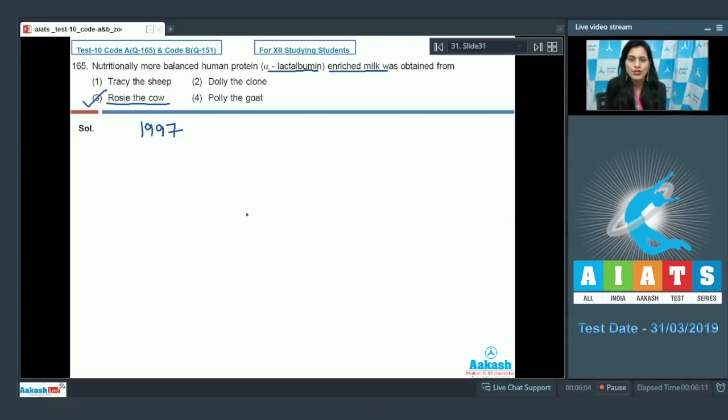Let's discuss the rest of the options. The very first option given is Tracy, the sheep, and this is an incorrect option. Tracy was developed to yield alpha-1 antitrypsin. The next option is Dolly, the clone, and this is an incorrect option. Dolly was not a transgenic animal, it's a clone, and it is not used to obtain human protein enriched milk. The last option is Polly, the goat, and this is also an incorrect option. Polly is a transgenic sheep, and we cannot obtain human protein enriched milk from this sheep. So the correct answer to this question is option number 3. Let's discuss our next question.